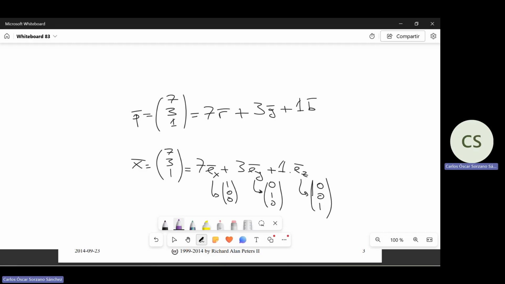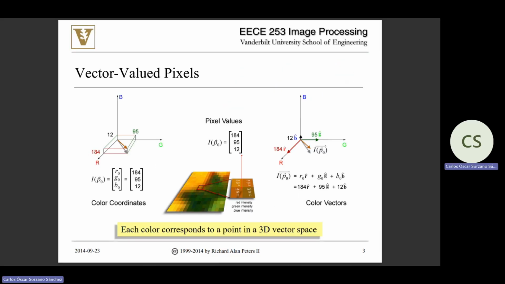So these vectors here are the unit vectors. So this is 1, 0, 0, but now in the red direction, not in the X direction. And this will be 0, 1, 0. And this one will be 0, 0, 1. So it is the same. The basis vectors give you directions, and then how much you are traveling in each one of those directions. So for the computer, a color is just a vector.